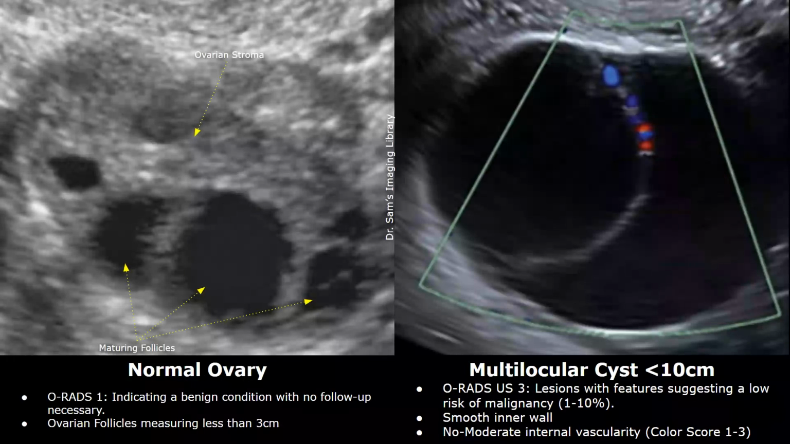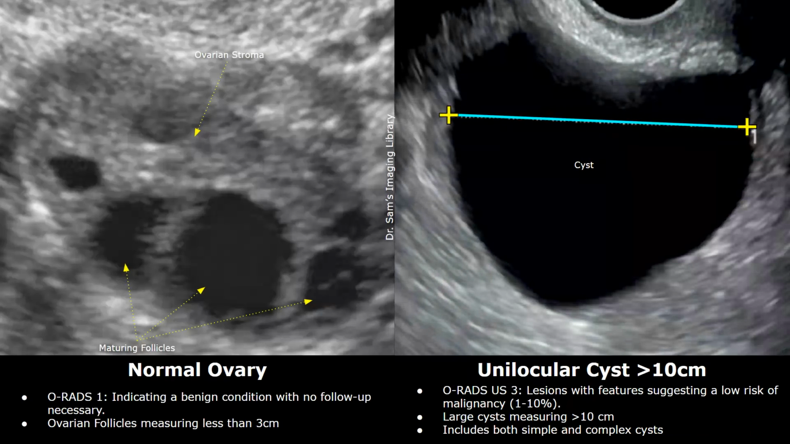This multilocular cyst has two compartments. It has a smooth inner wall, and on color Doppler, moderate vascularity is seen. So that is a color score 3. Multilocular cystic lesions with a color score between 1 and 3 and measuring less than 10 centimeters will fall under O-RADS 3.